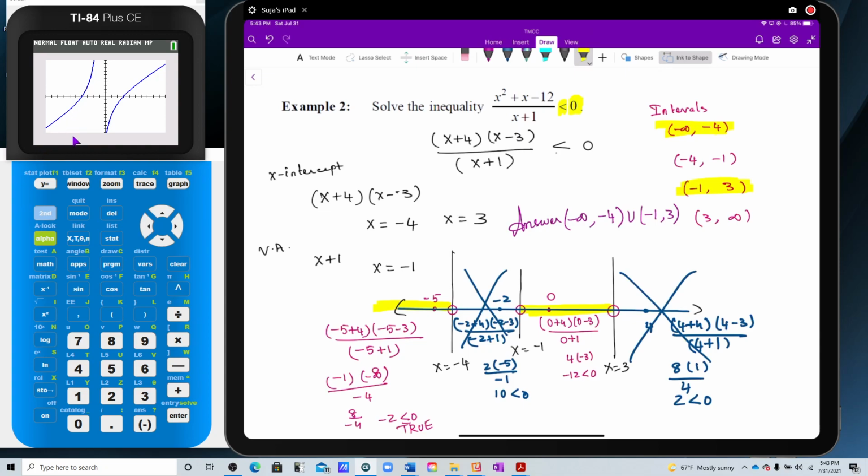Okay, so we cross-checked it: from negative infinity to negative 4, it's below the x-axis, and from negative 1 to 3 is also below the x-axis. And for the rest of it, it's above the x-axis. I hope you understood this. So that would be the answer.